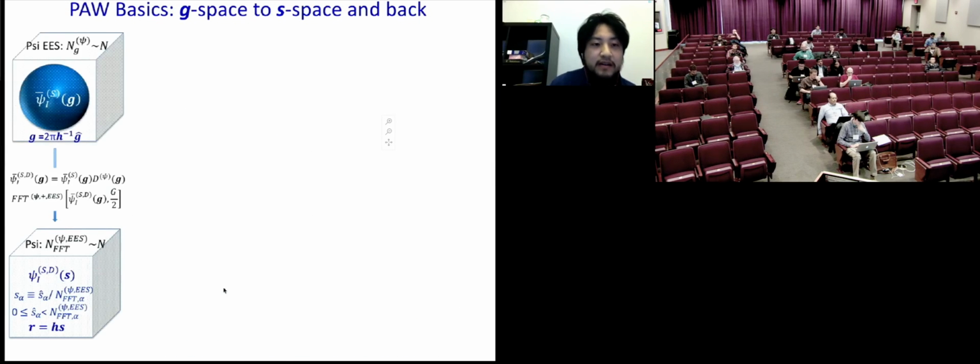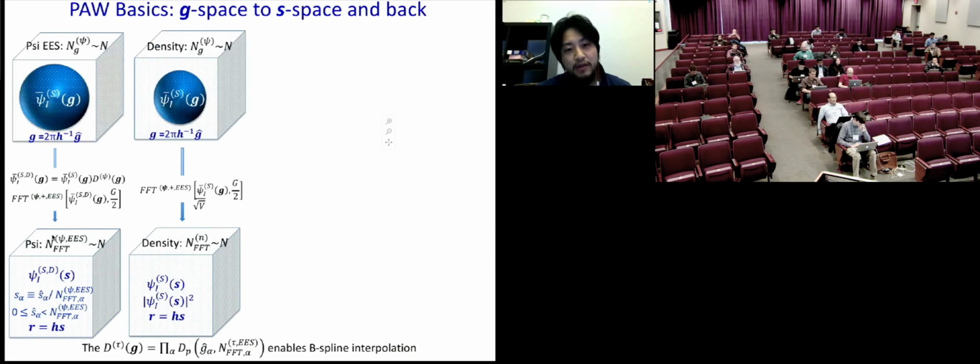So here I show you some basic operations of doing the ES. The big box is our FFT box, and all these dots are the FFT points, and the sphere is the G-space cutoff. So we can do an FFT from G to the real space.